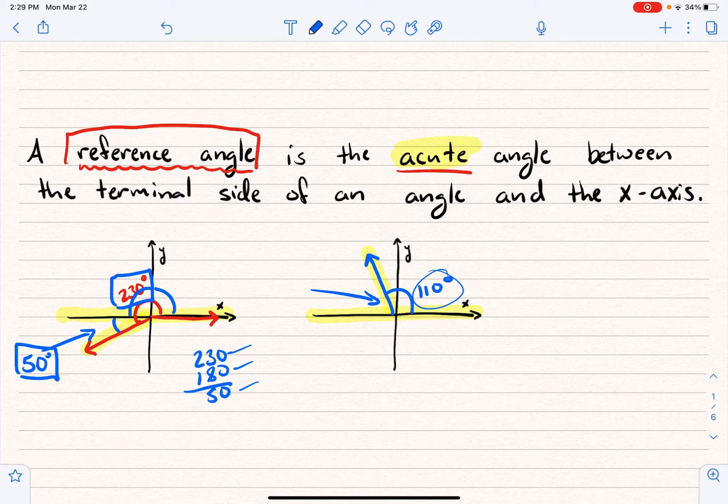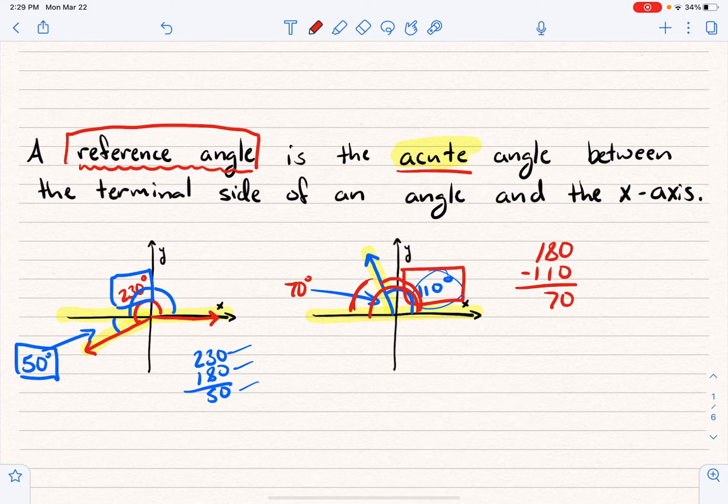I don't want you to know a formula. I want you to understand the big picture. I know that it's 180 degrees if I went all the way to here, but I didn't go all the way there. I stopped right here. So then the question is, how big is this other part? Well, it's however much I would need to add on to get to 180. So I can take 180, subtract the 110, and I'd be left with 70. And that's what that angle is. So the reference angle of 110 degrees is 70 degrees. All right, and those are reference angles.